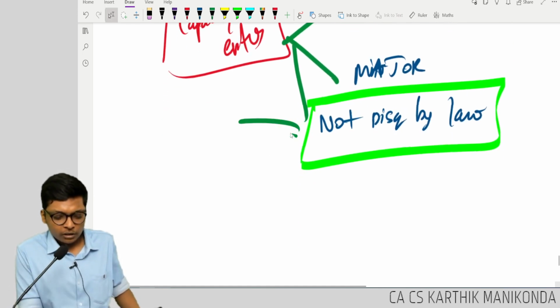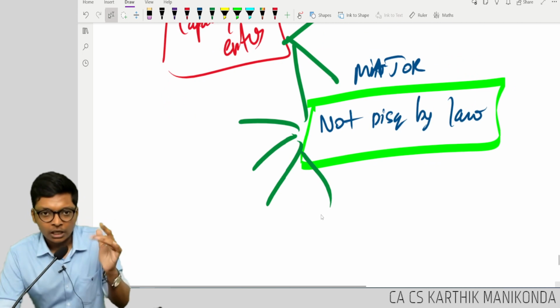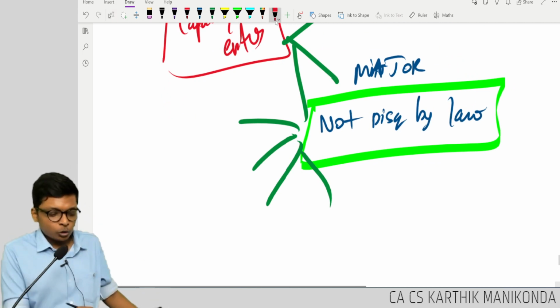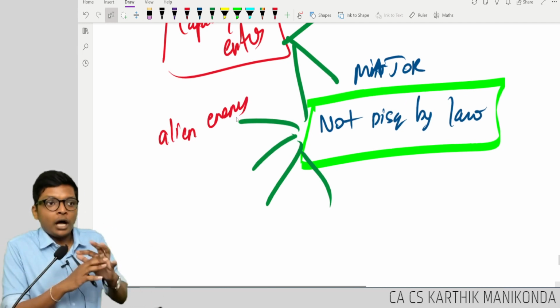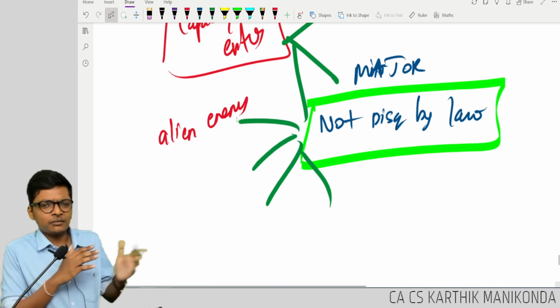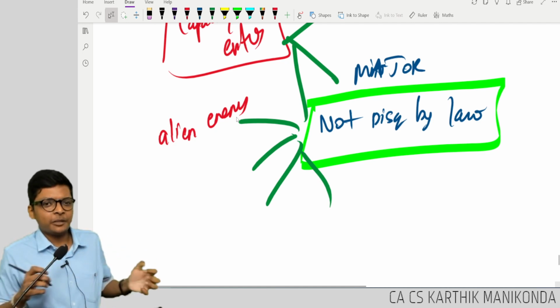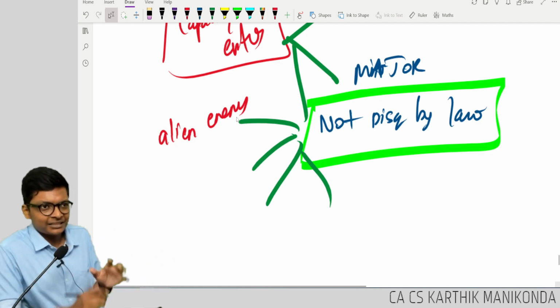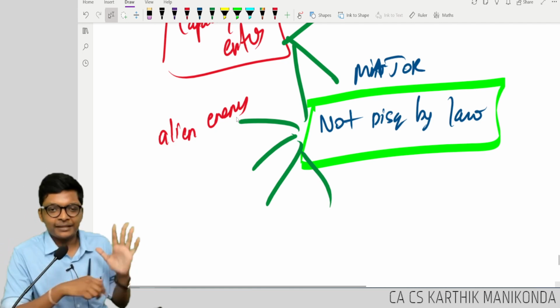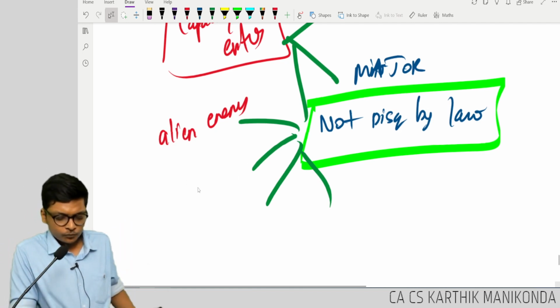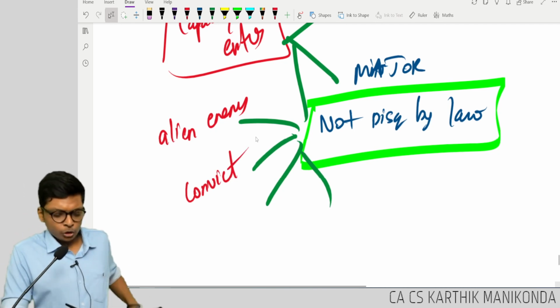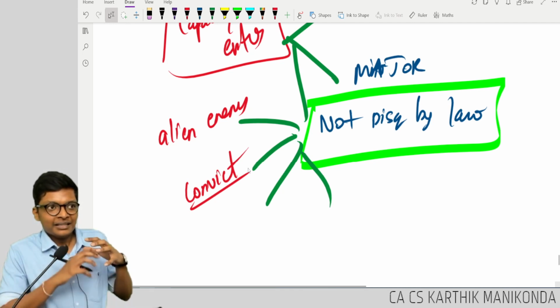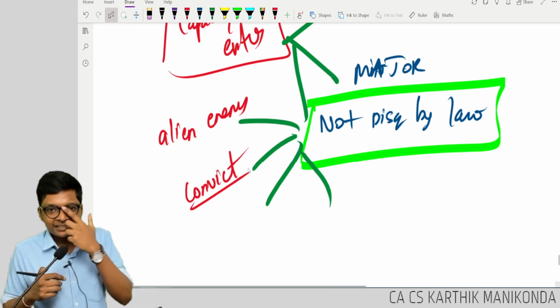Not disqualified by law. The law lists some points, people who can't enter into a contract. You should just remember those points. Who are they? Alien enemy. War. Now war is happening. Let's say Ukraine and Russia, alien enemies, all of that. They both are alien enemies. People have taken 2 sides. Leave all of that. Alien enemies, one. Next. Convict. This convict is in jail. You can't enter into a contract. A convict did some crime or some civil wrong, and is now in jail. Okay, next.